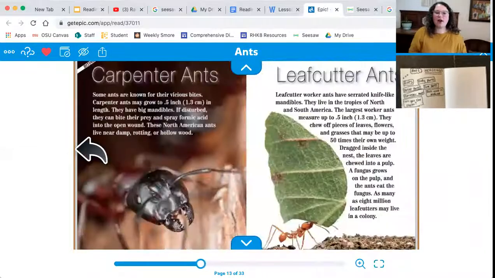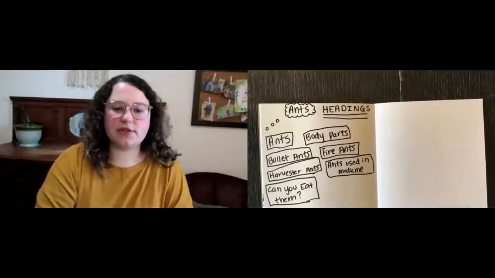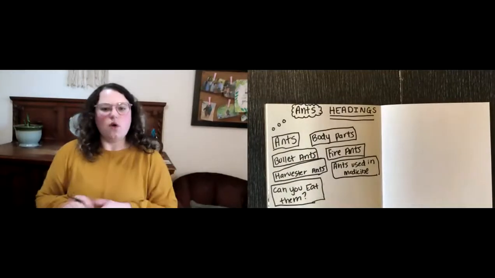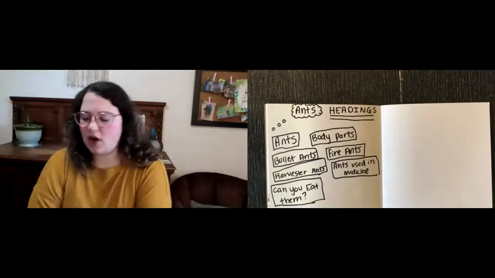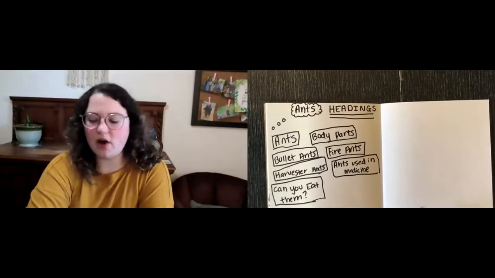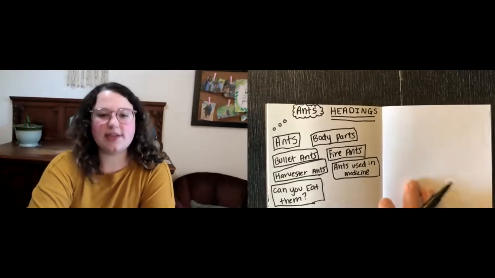Okay, now that I have all of my headings written down from our ant book, I'm going to stop sharing my screen so that you can see my page bigger. Now that we've got lots of headings written down, what I like to do is go and write a sentence about what I think this book will be about now that I have all my headings and I've looked at the picture. So I want you to take a second to do that.